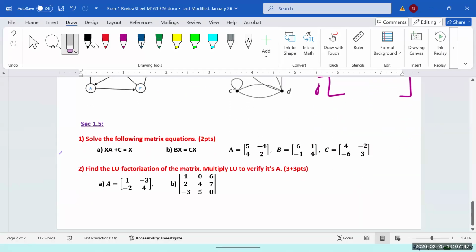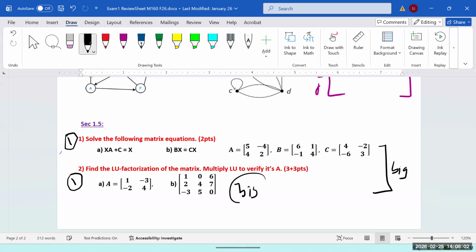And then from here, 1 solving matrix equation and 1 finding LU factorization. So these 2 will be big. Especially this one is big. It will take your time. So make sure you practice a lot so that in the exam, you can solve it easily.